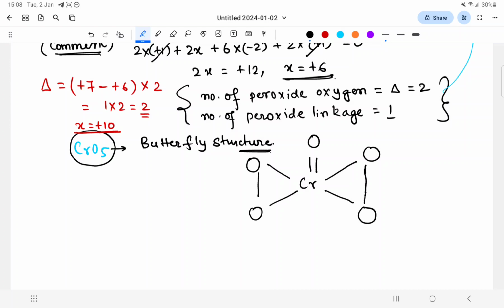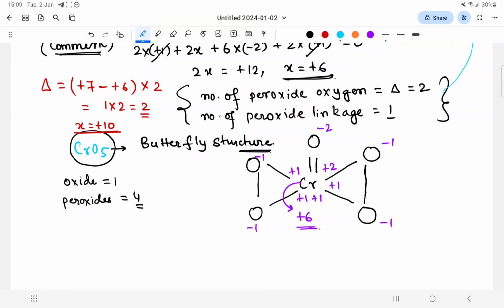Very correct. Now guys, start the numbering. Minus 2, plus 2. Plus 1, minus 1. Minus 1, plus 1. Minus 1, plus 1. Minus 1, plus 1. And each oxygen atom, because of itself, gets 0. Now if I calculate chromium, how much do I get here? 6. How many oxides and how many peroxides, guys? 1 oxide, and how many peroxides? 4. Very good.